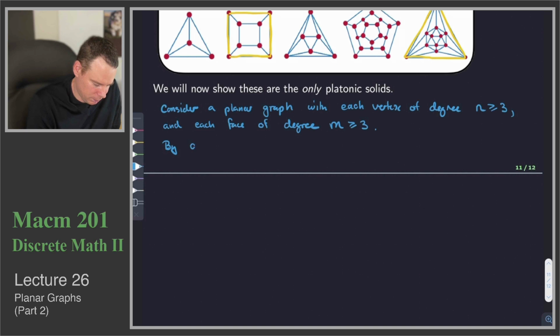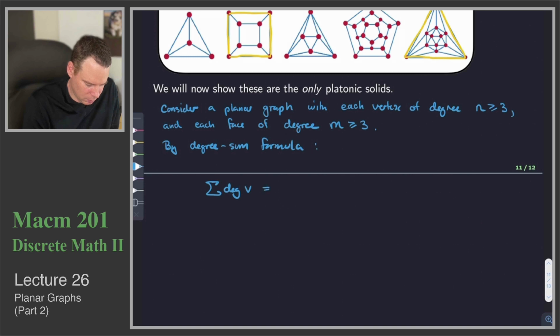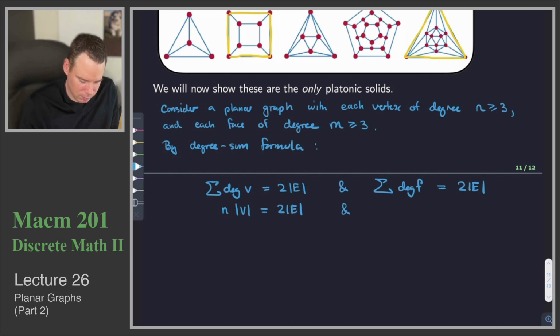So by the degree sum formula, what do we have? Well, we have that the sum of the degrees of the vertices is twice the number of edges. And the other degree sum formula, the sum of the degrees of the faces is twice the number of edges. But in the first case, every vertex has degree n, and so this is n times the number of vertices is twice the number of edges. But in the second case, every face has degree m, so this is m times the number of faces is twice the number of edges. And so we get these 2 results.